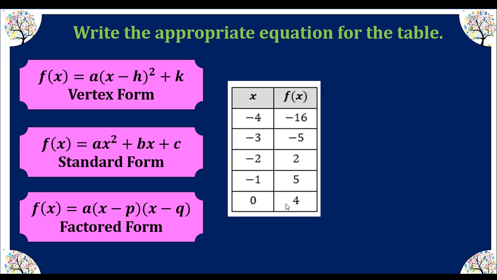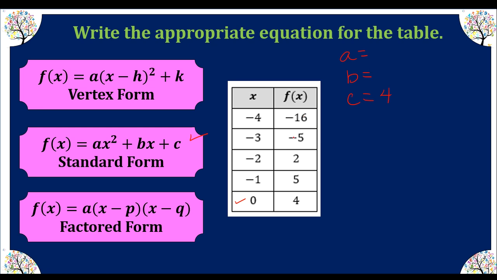Now let's take a look at quadratics. So it depends on what we're given. So my x values are in order. I do have the y-intercept, so I'm going to use standard form. So we need an a value, a b value, and a c value. Our c value is 4, and now we're going to find the a value.